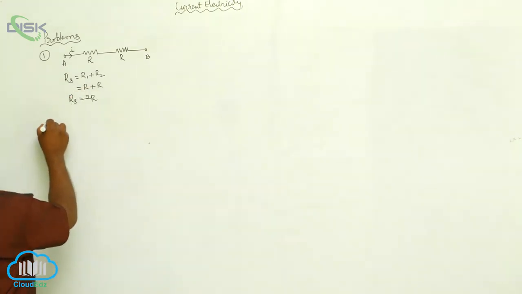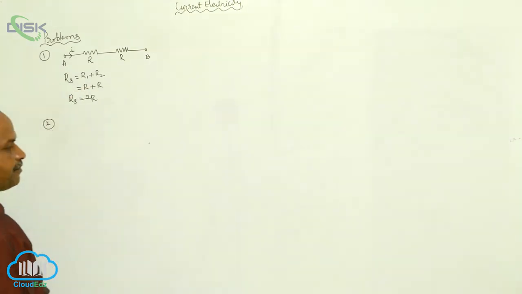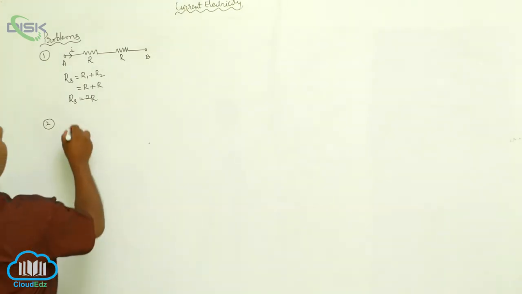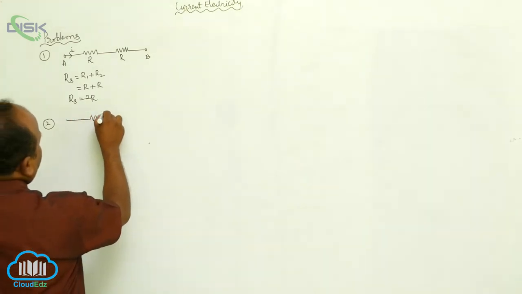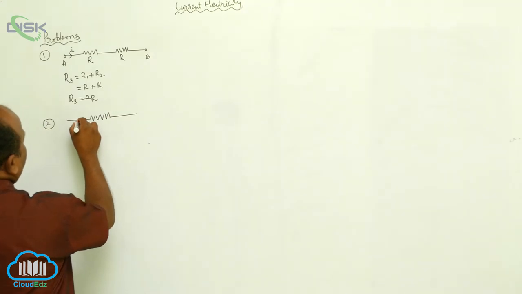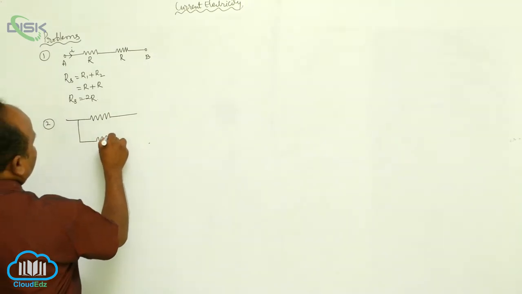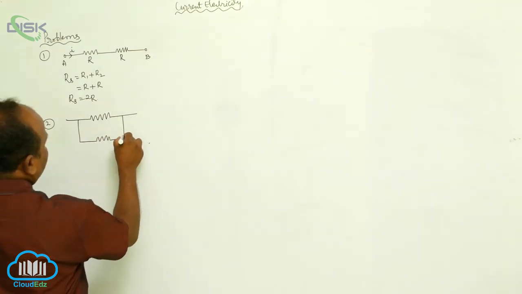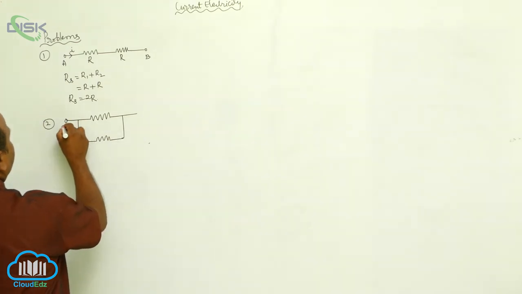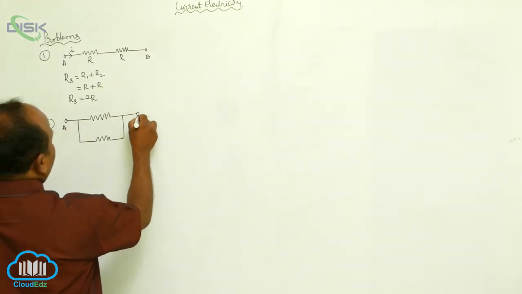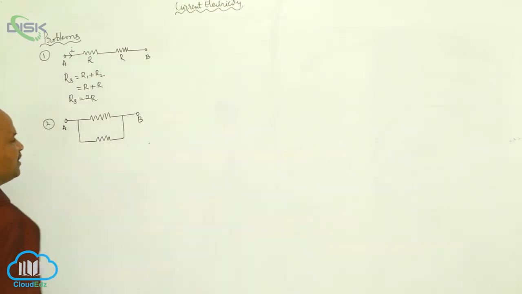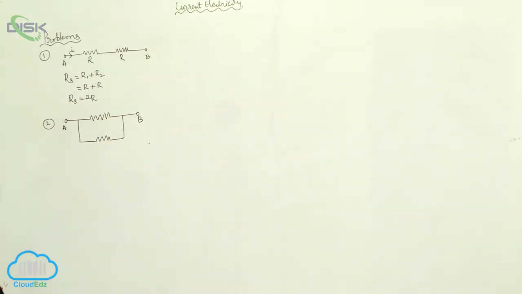In the second problem, let us consider. Here there is a resistance, here there is a resistance, here is also a resistance. This is the arrangement. Now this is called point A, this is called point B. What is the effective resistance between the A and B points?